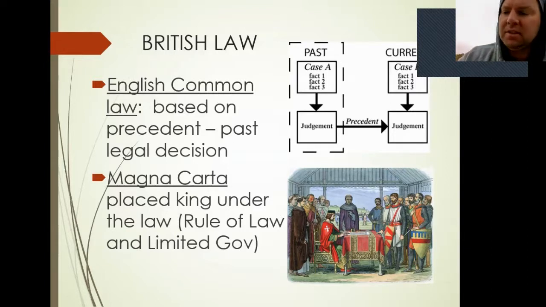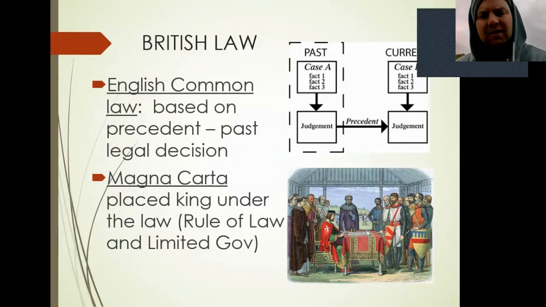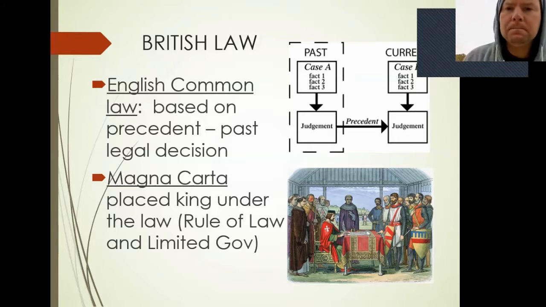So this establishes the idea of the rule of law and limited government, that yes, you might have a leader like a king, but there's a body of law that supersedes that individual's power. Okay, so the king couldn't take away the right to a jury trial. That was one of the rights that were mentioned in the Magna Carta. So those ideas, of course, are used today in American law.